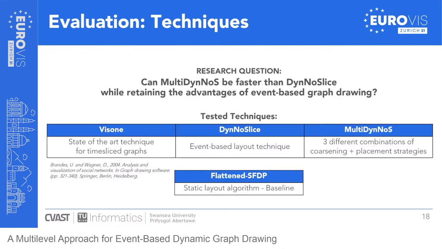Our research question can be formulated as follows. Can multi-dynos be faster than DynoSlice while retaining the advantages of event-based graph drawing? To respond to this question, we run an evaluation testing the performance and drawing quality of the following techniques. First, there is VZONI, the state-of-the-art technique for time-slice graphs. Then we have DynoSlice, the event-based layout technique also used in multi-dynos. Multi-dynos with three different combinations of coarsening and placement strategies. And a baseline, which is flattening the dynamic graph and then drawing it using SFDP.